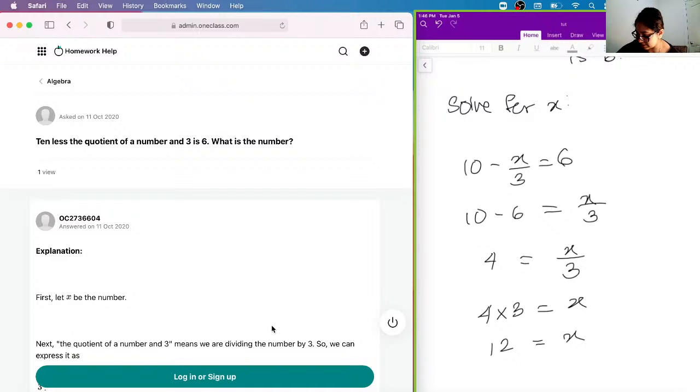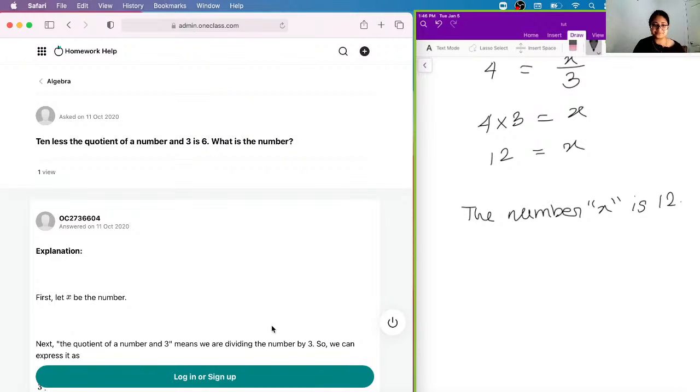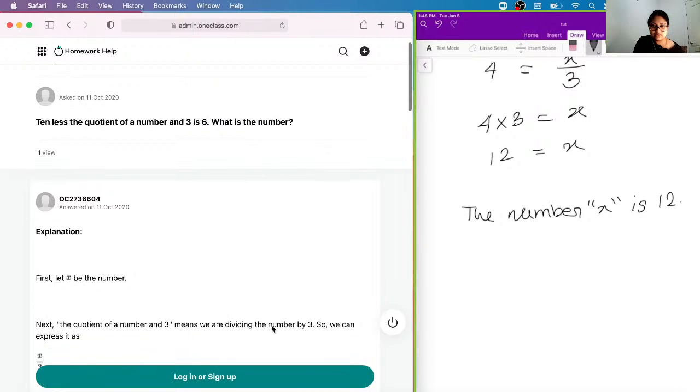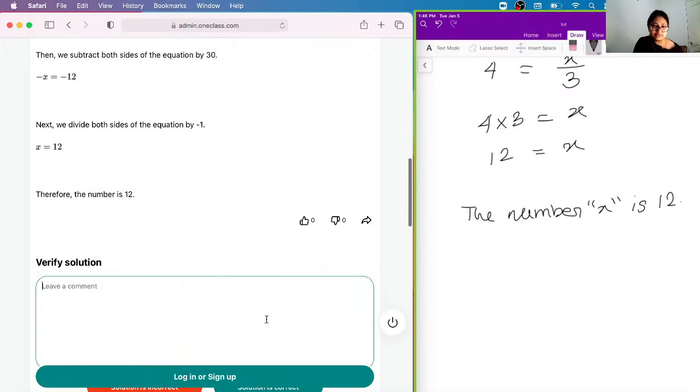And so your answer, the number that you're trying to find, what is the number? The number x is 12.